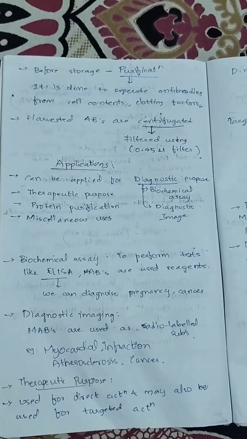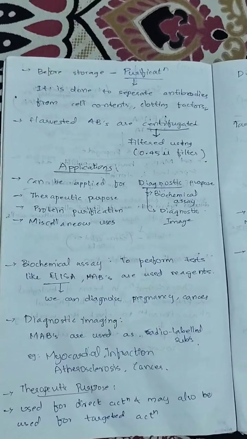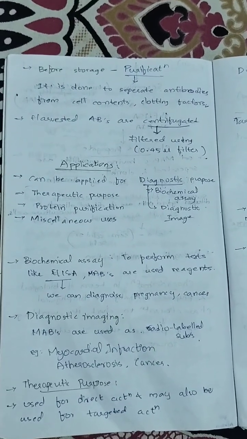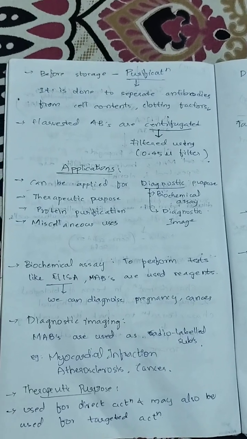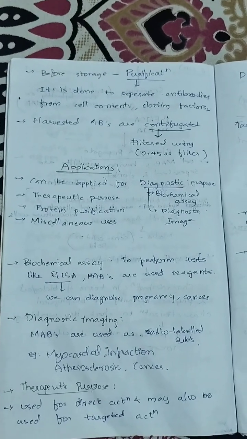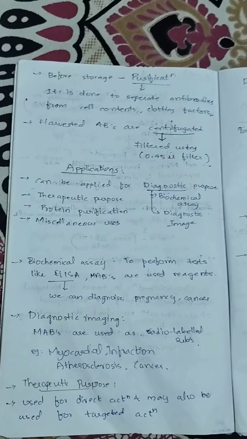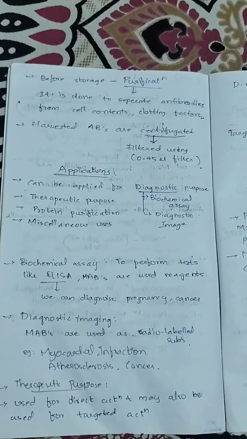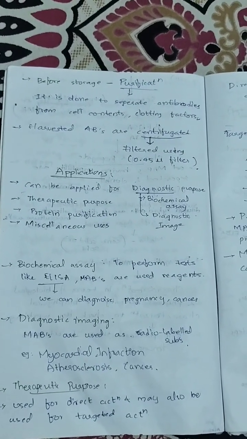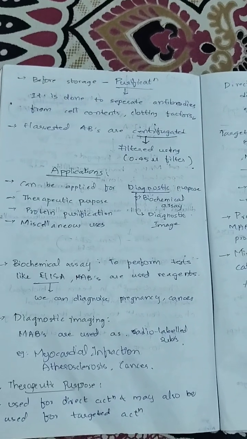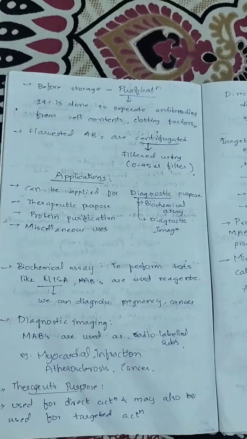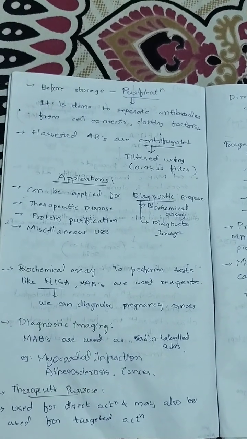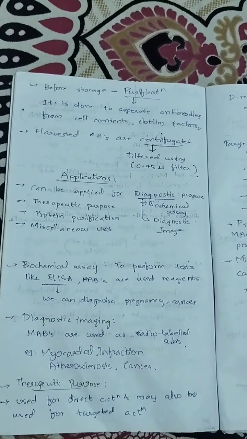Now the applications are diagnostic purpose, that is biochemical assay and diagnostic imaging; therapeutic purpose; protein purification; and miscellaneous uses. Firstly, diagnostic purpose. In the biochemical assay, to perform tests like ELISA and RIA, MABs are used as reagents. And in diagnostic imaging, MABs are used as radio-labeled substances.